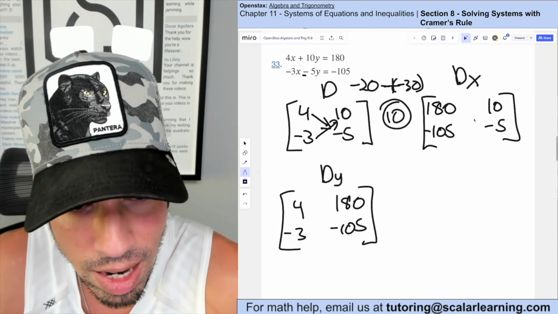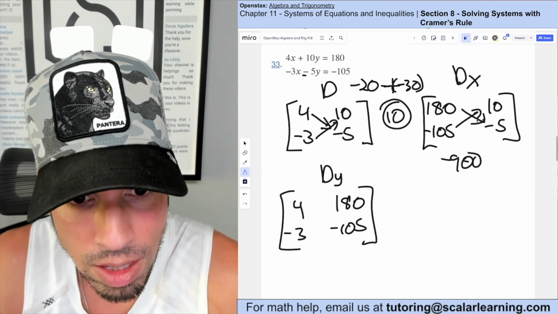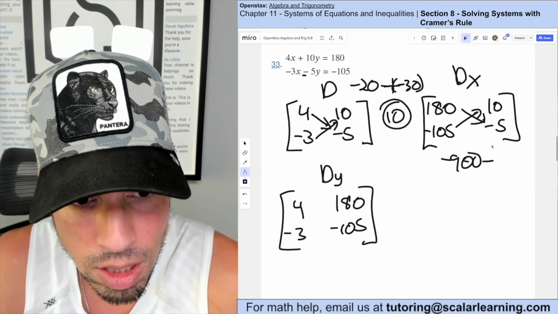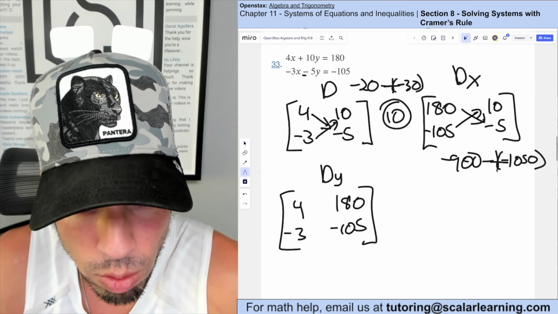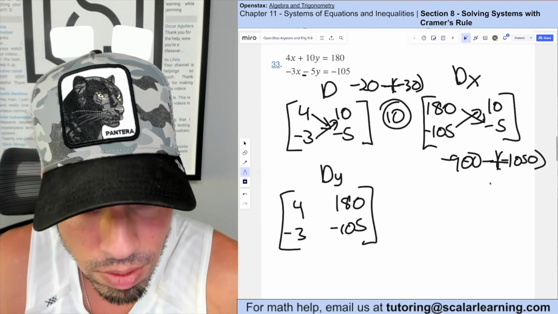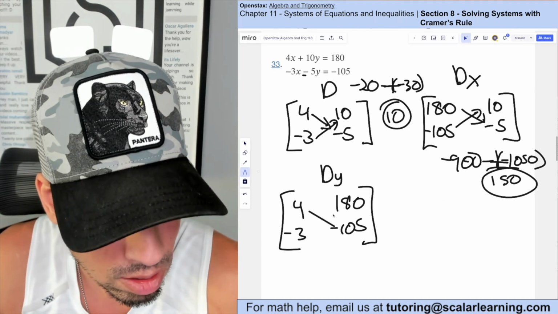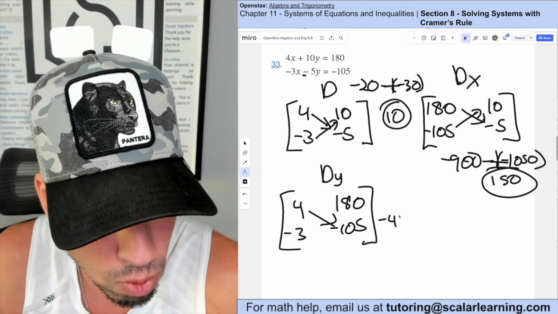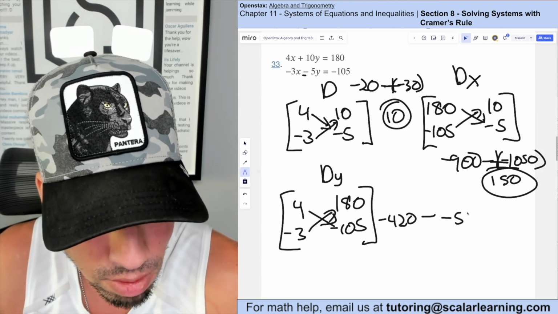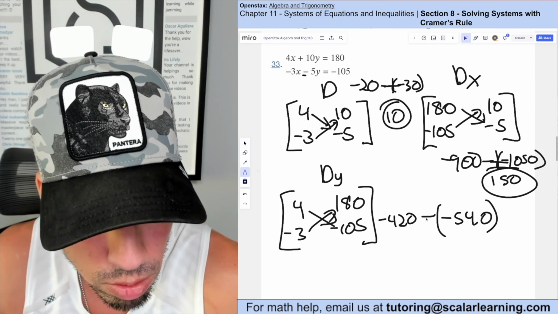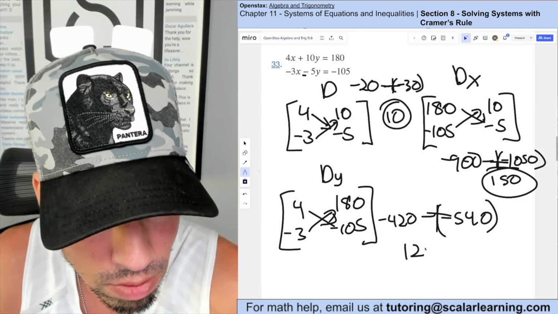Okay, now let's do dx. This times this, that's -900 minus that times that, which is -1050. Turns into a plus. -900 plus 1050 is +150. And then dy, this times this is -420 minus this times this, that's -540. That turns into a plus. -420 plus 540 is +120.